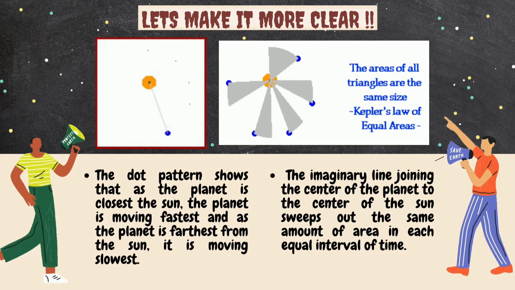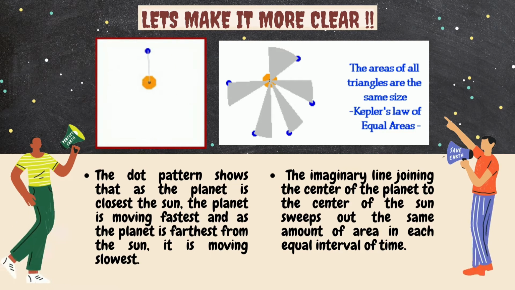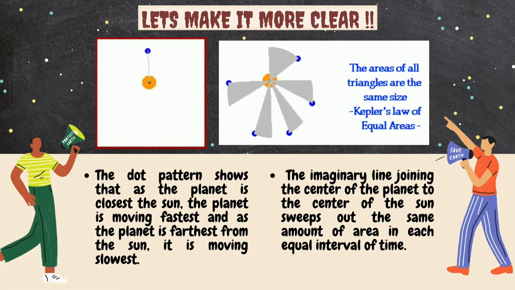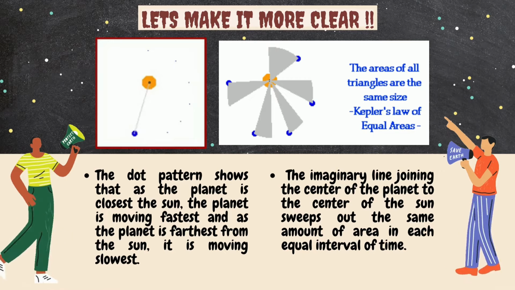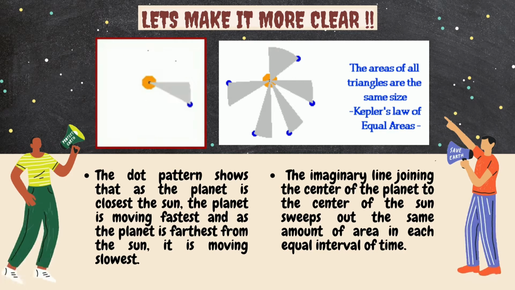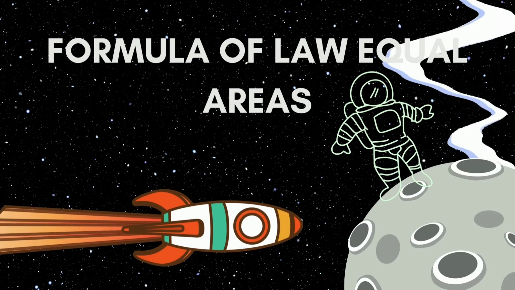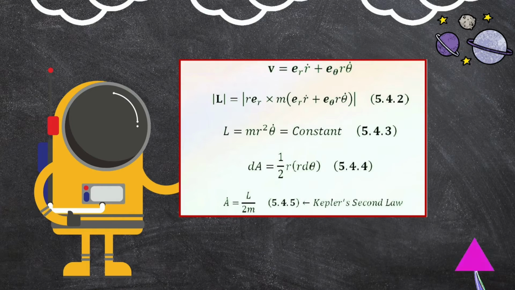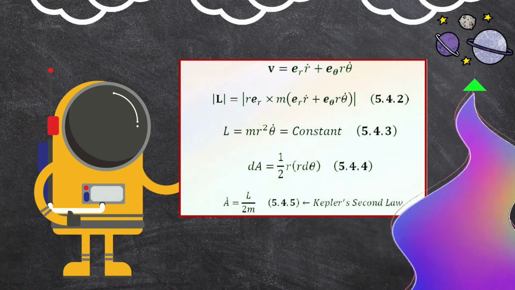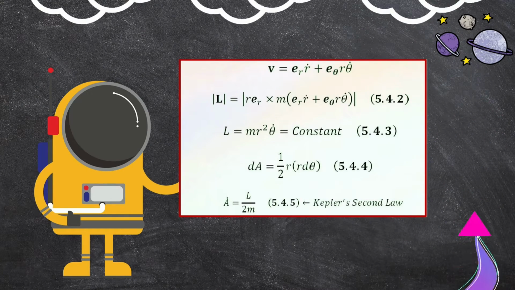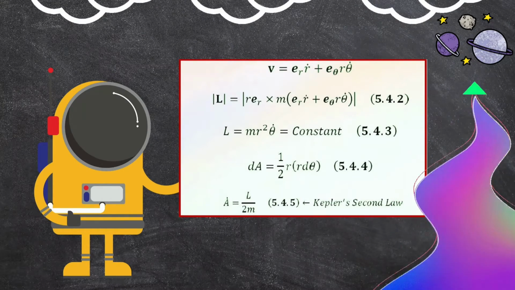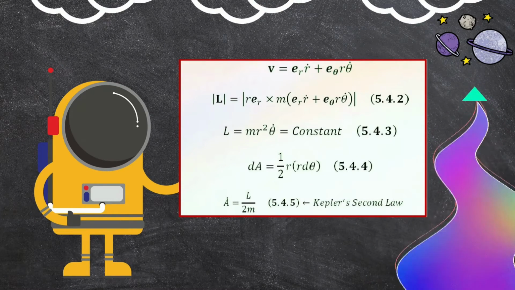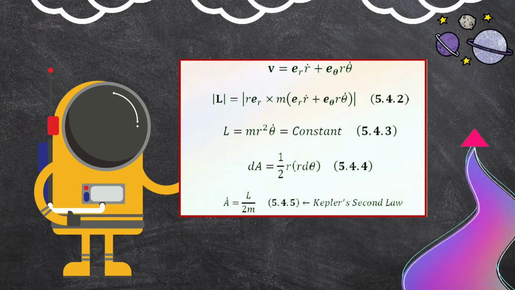So, we can conclude that in order for the areas to be equal, the planet must speed up as it gets closer to the Sun and slow down as it moves away. Now we go to the formula of the law of equal areas. This formula shows Kepler's second law is actually a consequence of the conservation of angular momentum, which holds for any system with only radial forces.